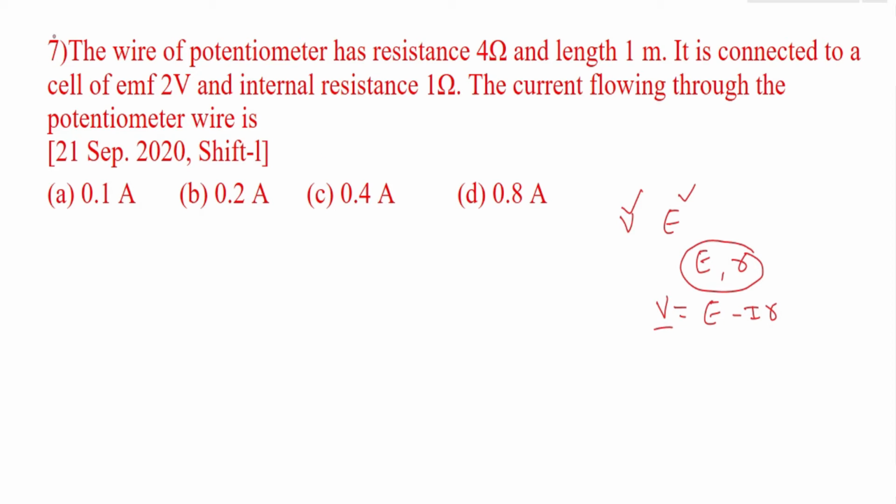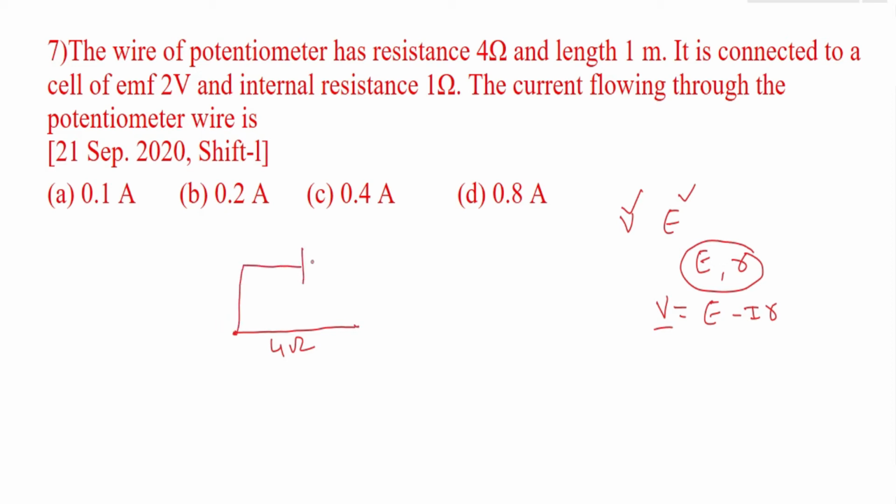Now let us come to our question. What did he do? He asked us to consider a wire. So this is a wire whose resistance is 4 ohm and its length is 1 meter. Now length doesn't matter in this sum. Now this is connected to a cell.